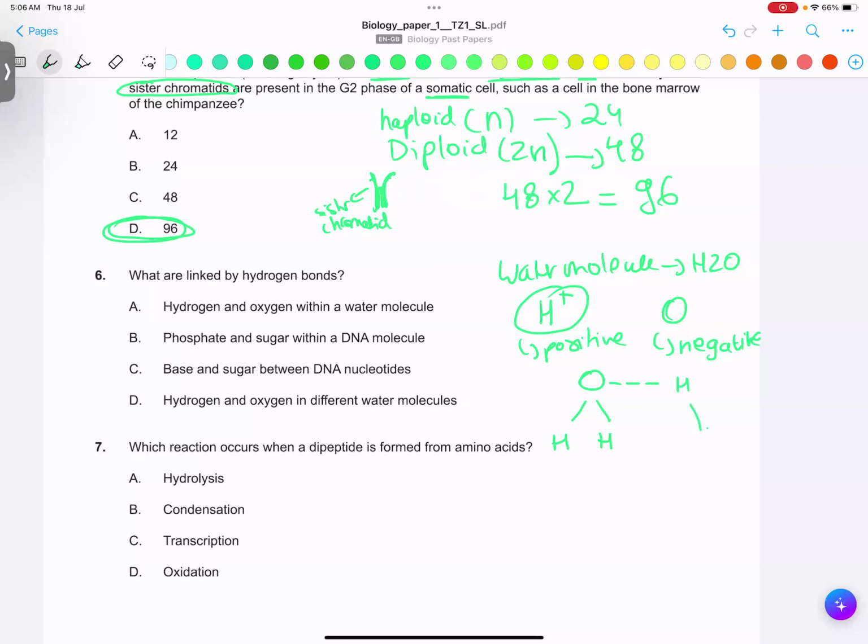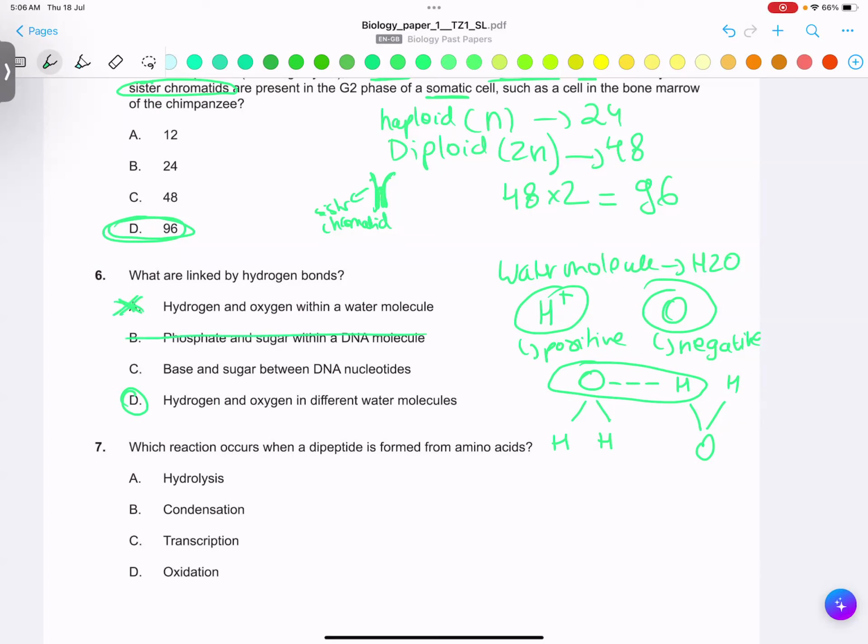oxygen with hydrogen. So it's between hydrogen and oxygen in different molecules, because one is positively charged, which is H, and one is negatively charged, which is O. So they are attracted to each other from different molecules, because it's not within the same molecule. No. Phosphate and sugar within the DNA molecule.